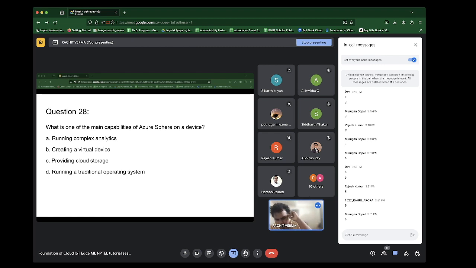They don't exactly provide cloud storage. That wouldn't be the exact answer. And complex analytics is not really its purpose. That would be, you could say, Kafka or something like that handling that.